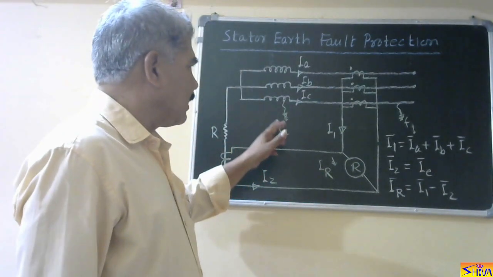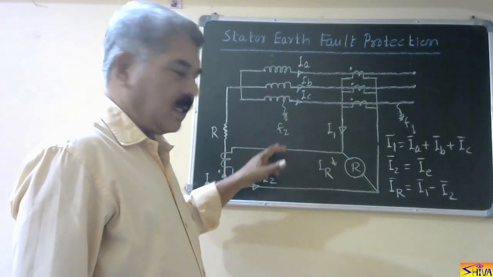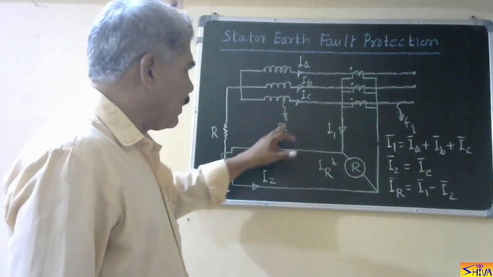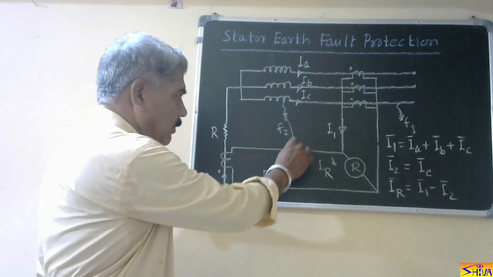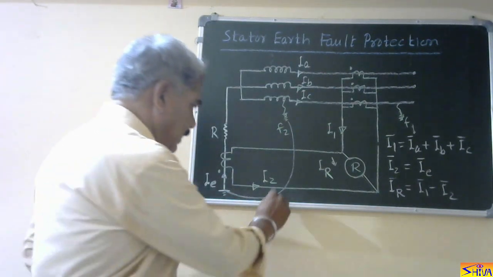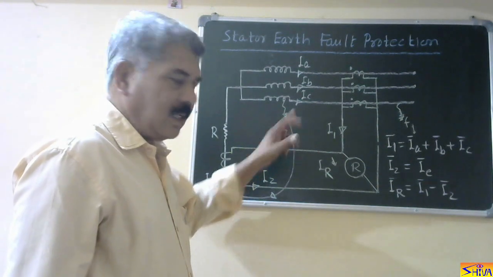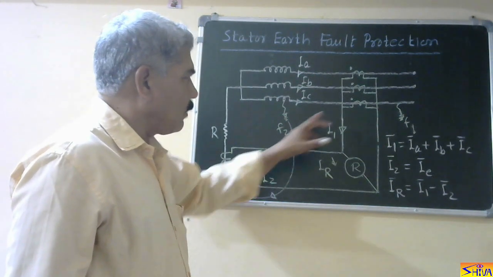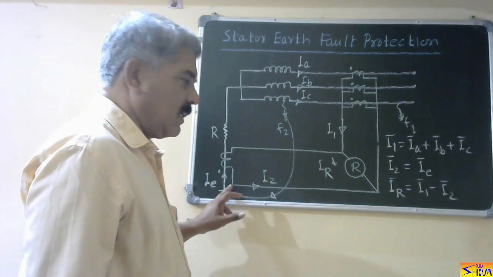Now let us consider the fault which is taking place on the generator winding, earth fault on the generator winding F2. Now fault has taken place at this point. So fault current will flow to the earth like this. This point and this point, they are connected. It is flowing like this. Now remember, you can see in the diagram, this current is not flowing through this CT. It is flowing through this CT only.